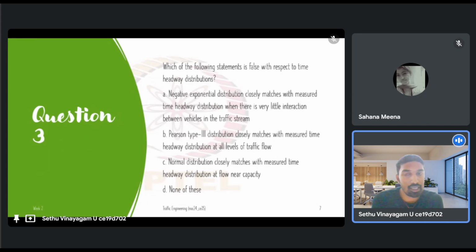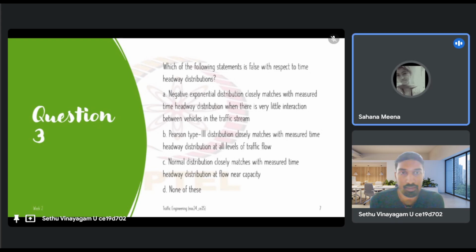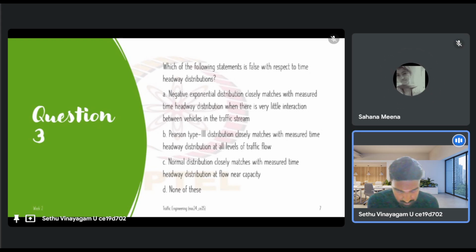But when you take the Pearson type 3, it matches closely for the intermediate stage, and for the other two flow levels it gives a much closer fit; it's not way off for the other flow levels as well. So it gives a reasonable performance for all three traffic flow conditions. That's why Pearson type 3 is good for all traffic levels rather than going with the negative exponential or normal distribution. Is that clear? Yes, sir. So the right option is none of these. All the three statements A, B, and C are correct.